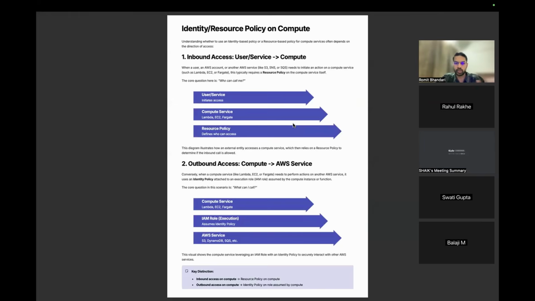DynamoDB, etc. So inbound access on compute, you need a resource policy on compute. Outbound access from compute, you need an identity policy on compute. Hope this is clear. If you are clear with this, you are clear with IAM. That's what I think.